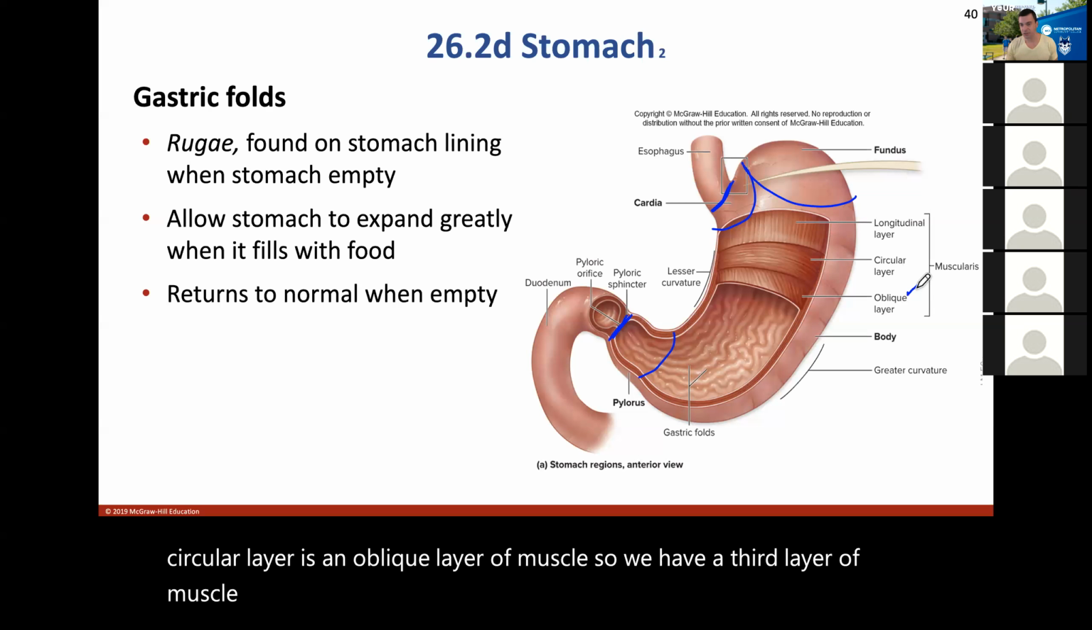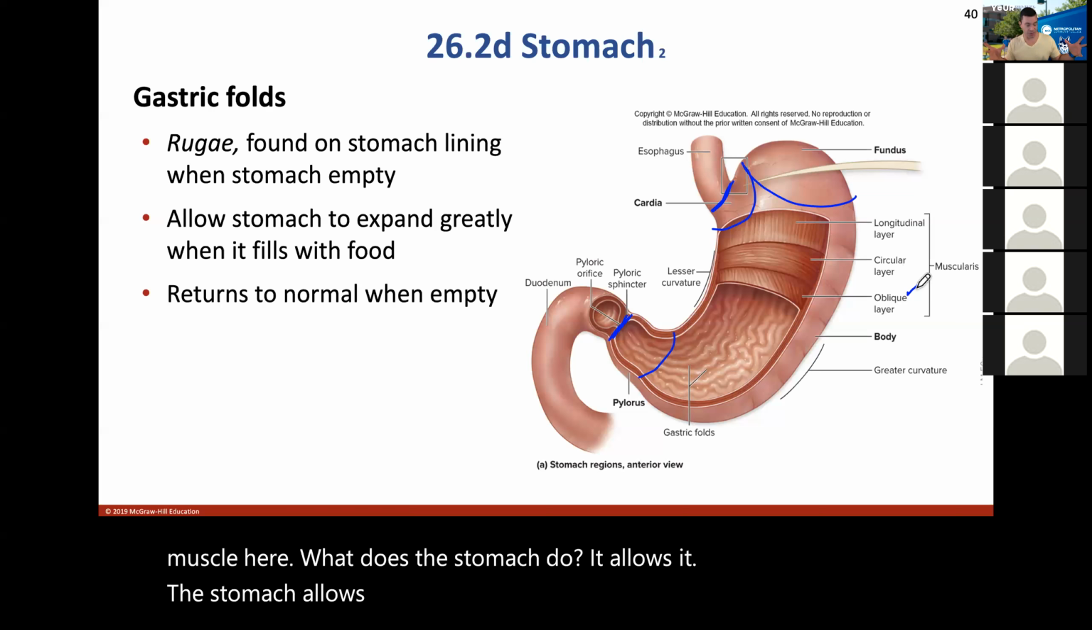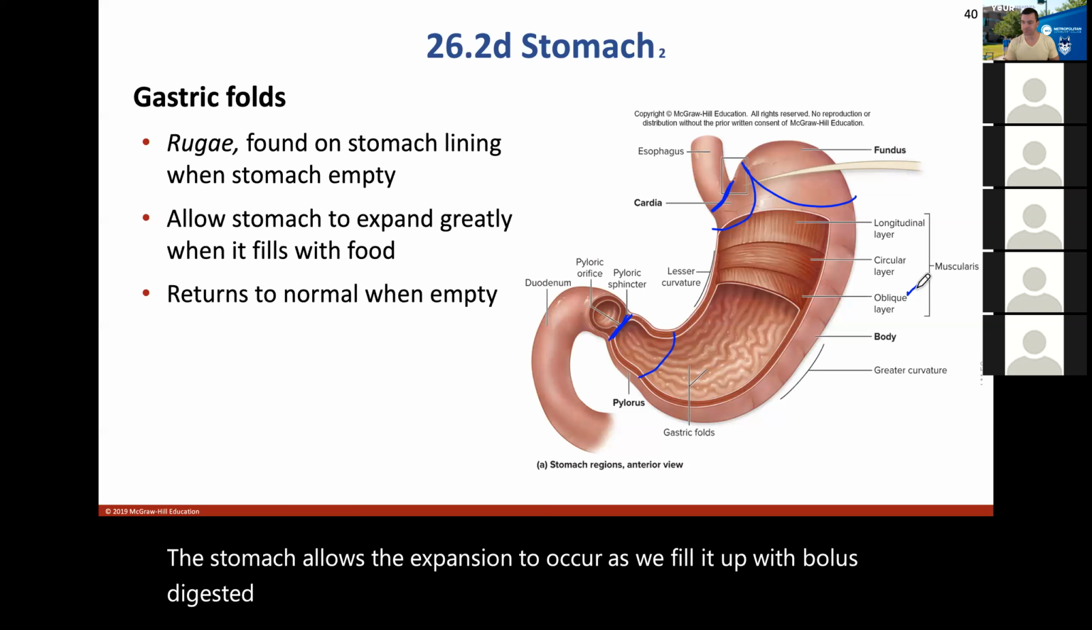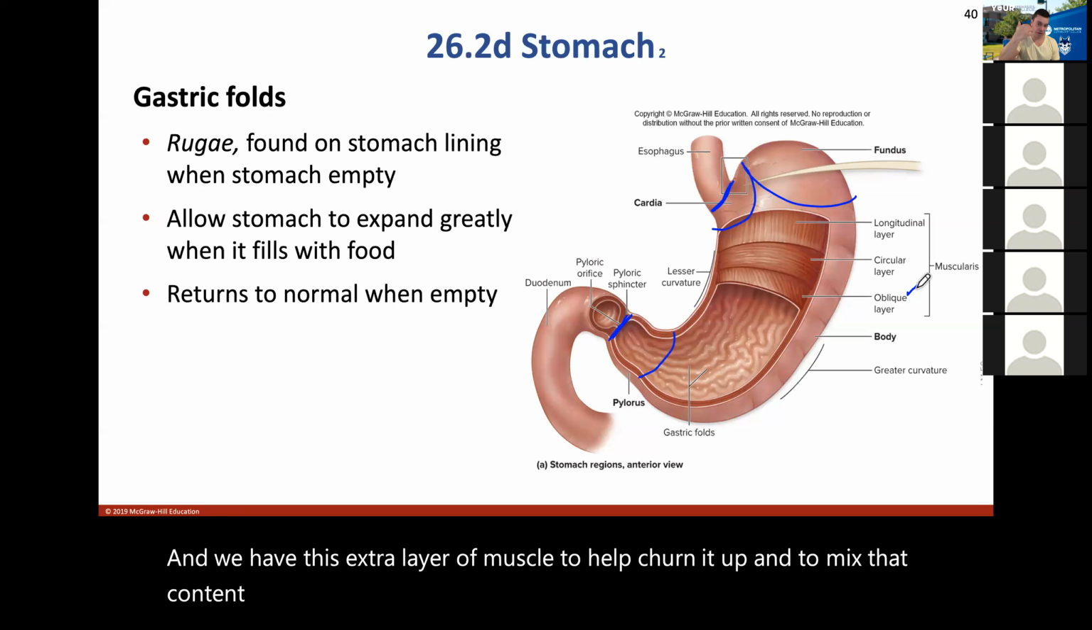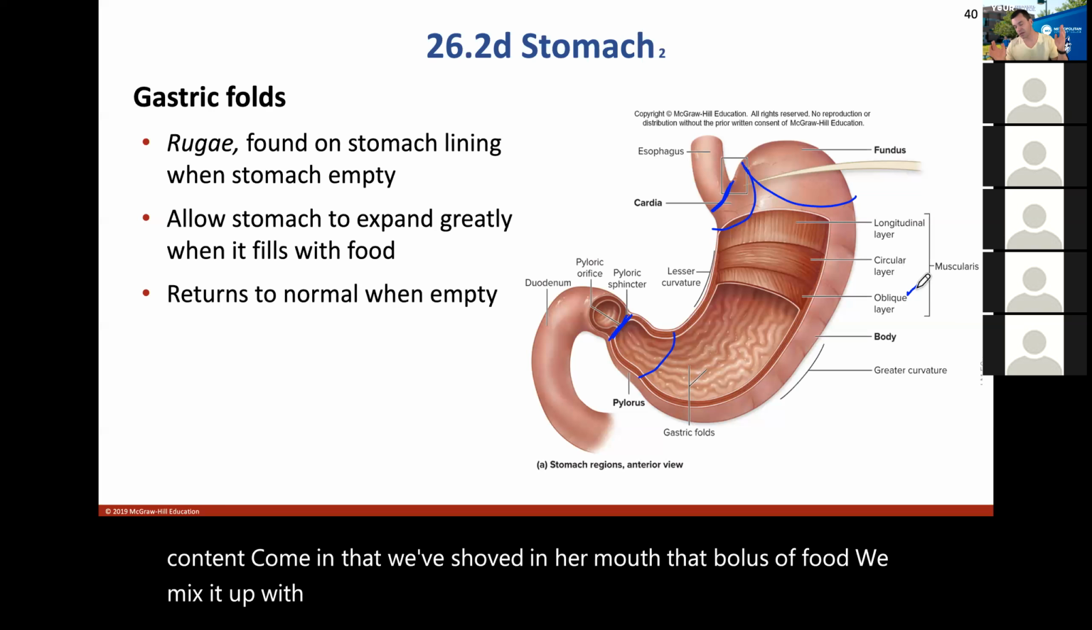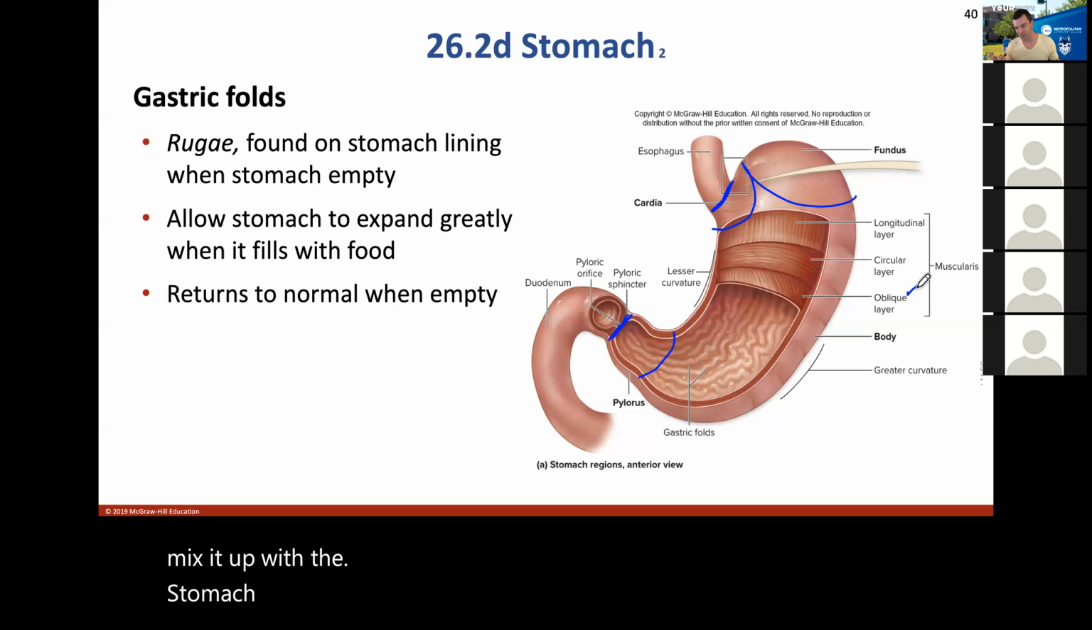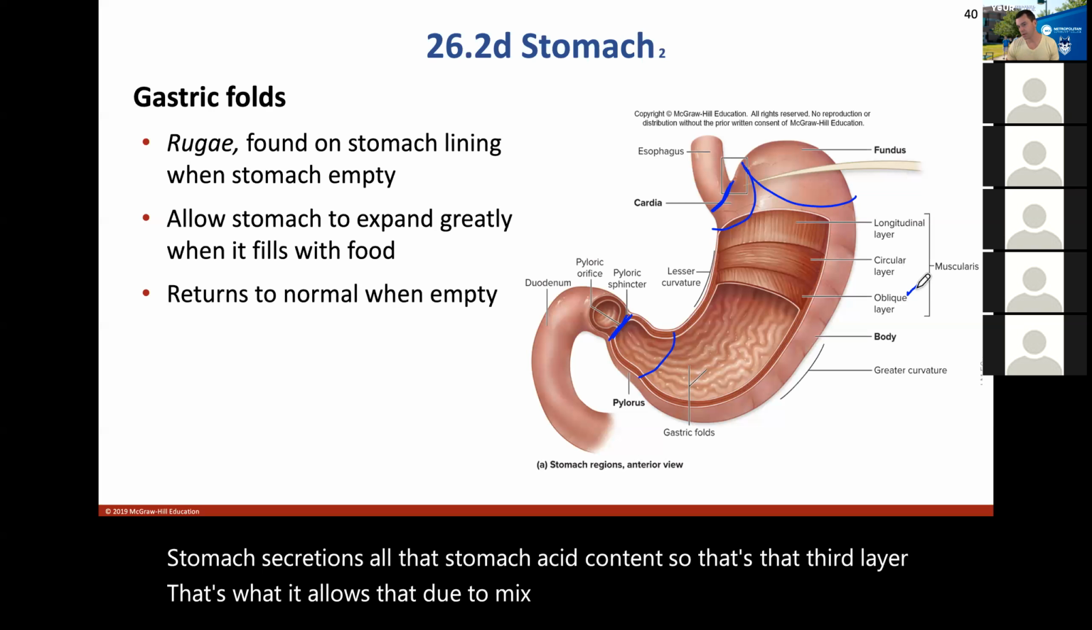What does the stomach do? The stomach allows expansion to occur as we fill it up with bolus, chewed up food from the mouth. And we have this extra layer of muscle to help churn it up and mix the content coming in that we've shoved in our mouth, that bolus of food, with the stomach secretions, all that stomach acid content. So that's that third layer. That's what allows it to mix and grind up the bolus of food.